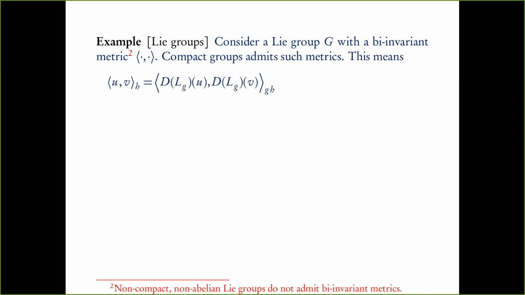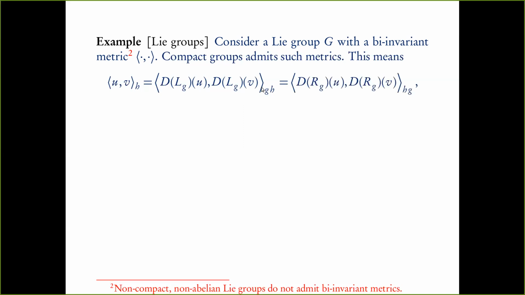So left invariance means that if I wanted to evaluate the dot product of u, v at the point h, it's the same thing as taking the linearization of Lg, acting that on u. So this is now a vector at gh. This is another vector at gh. Take the inner product at gh.